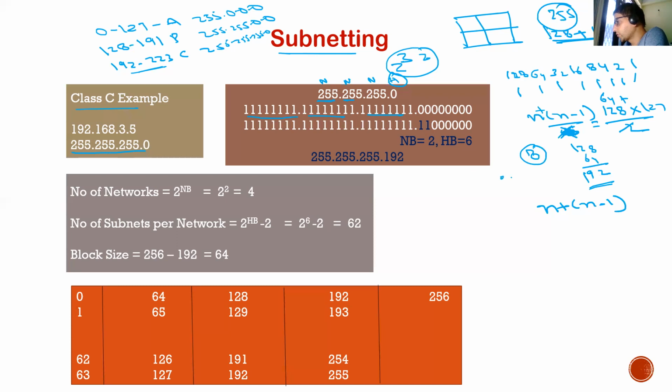So what you will do is find a power of 2 that should be greater than 8. So 2 to the power 2 is 4, 2 to the power 3 is 8, 2 to the power 4 is 16. So 16 is greater than 8. So that is how you define the requirement.